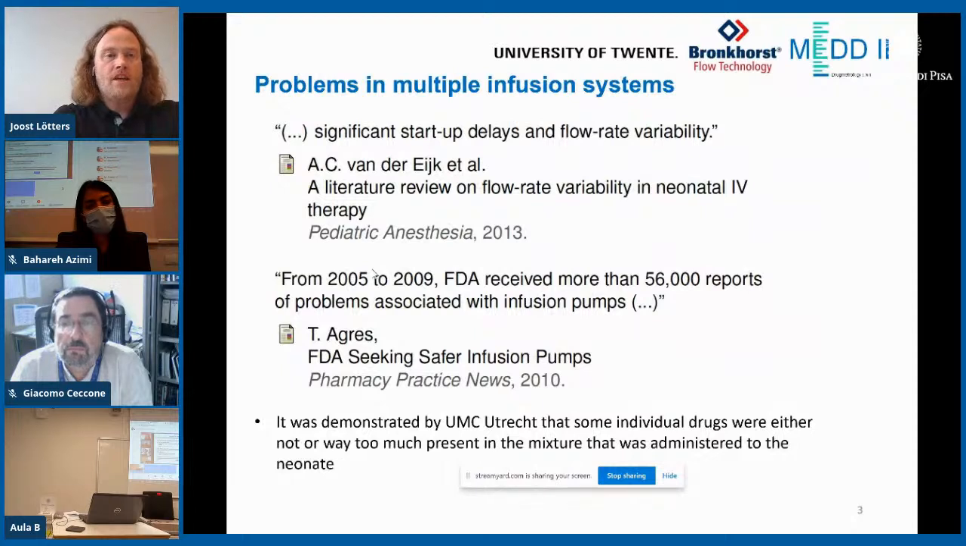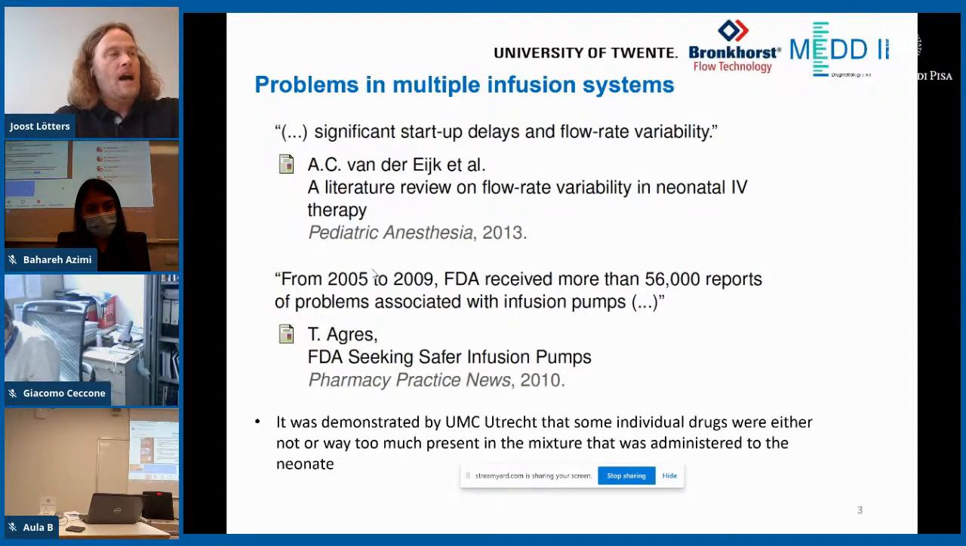There were several investigations. For instance, the FDA received more than 56,000 reports of problems associated with infusion pumps, and startup delays and flow rate variability have also been seen. At the University Hospital in Utrecht in the Netherlands, they saw that you think you administer some drugs in the mixture, but some individual drugs were either not administered to the patient or way too much present. So this could lead to really dangerous situations.